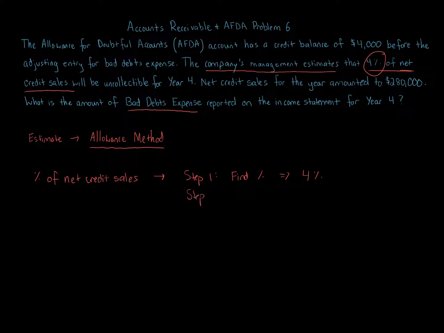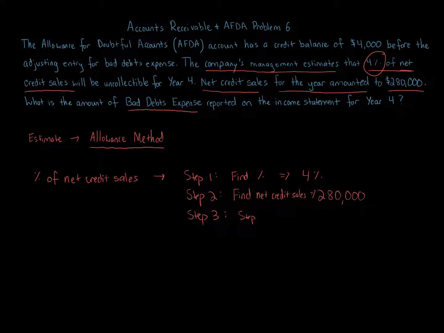Step 2, find net credit sales. These are the sales that are on credit. We're told net credit sales for the year amounted to $280,000. So that equals $280,000. Finally, step 3, take step 1 times step 2, and that equals the bad debt expense for the year, or the amount that we increase the allowance for doubtful accounts by.